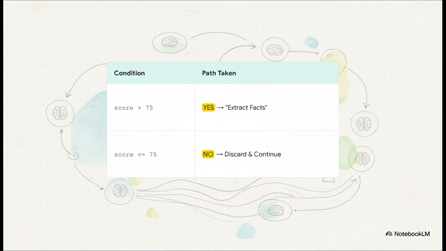If the score is greater than 75, great. We'll take the yes path and route to the extract facts node. But if it's 75 or less, nope. We take the no path, discard that source, and move on to the next URL. This creates these dynamic, adaptive pathways.